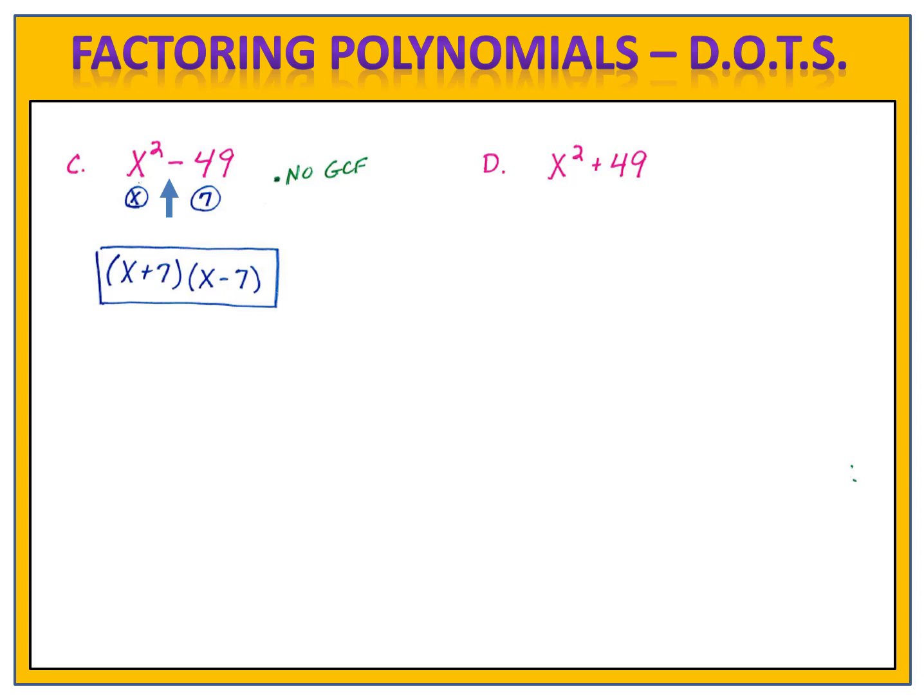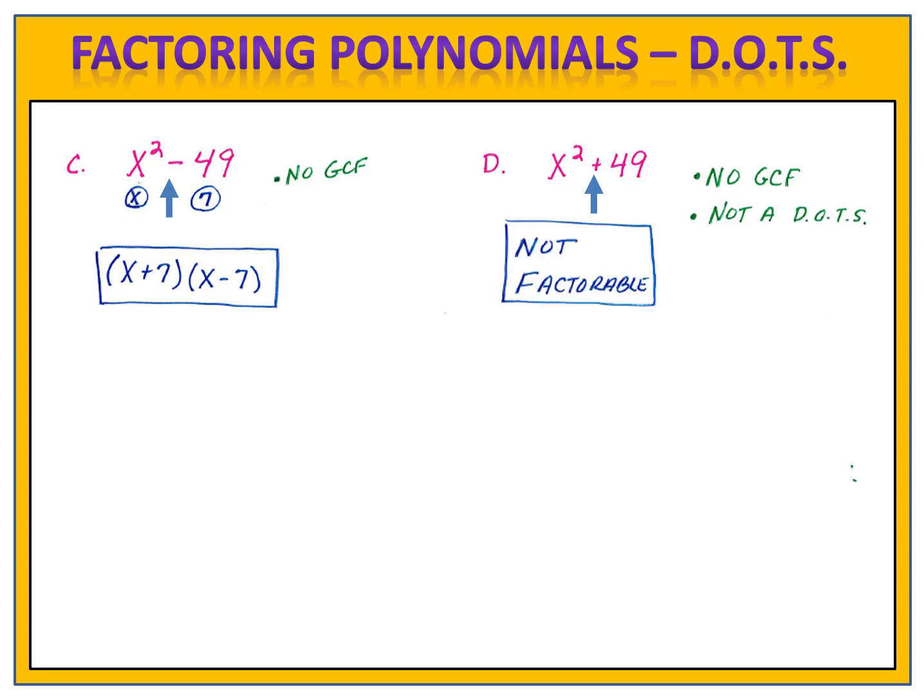In exercise D, we first look for a greatest common factor. There is none. Then we look to see if we have a difference of perfect squares. We do have two perfect squares, but we do not have subtraction. This is not a difference of two squares. Therefore, this binomial is not factorable.